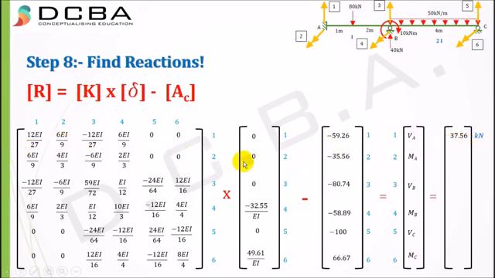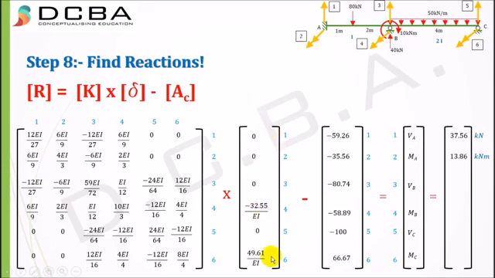Again, second row, this column, so fourth element into this, sixth element into this. The fourth element is 2EI by 3 into minus 32.55 by EI minus minus 35.56, and you get 13.86 kilonewton meter.